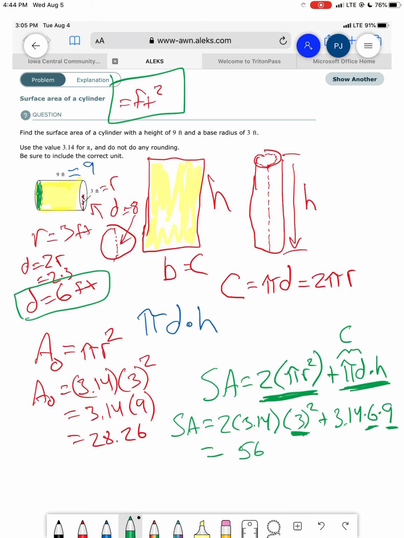That's going to be the 2 circles, 56.52. And now I have 3.14 times 6 times 9, which is 169.56. And I need to add these two together. And that gives me 226.08. And this is feet squared.